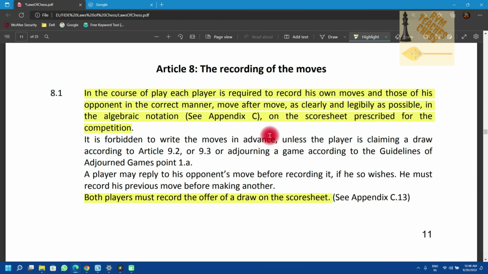The recording of the moves. In the course of play, each player is required to record his own moves and those of his opponent in the correct manner, move after move, as clearly and legibly as possible, in the algebraic notation on the score sheet prescribed for the competition.